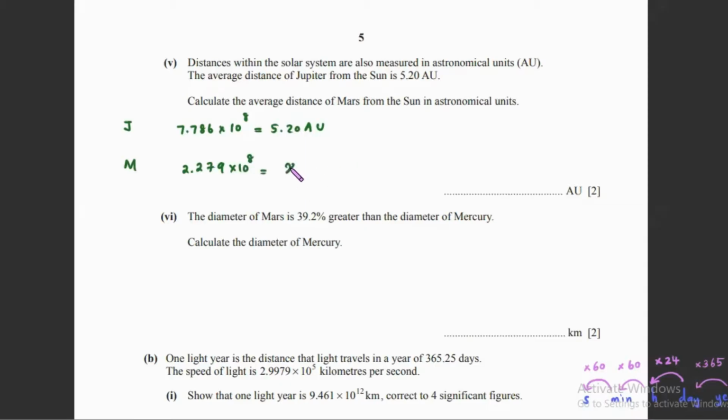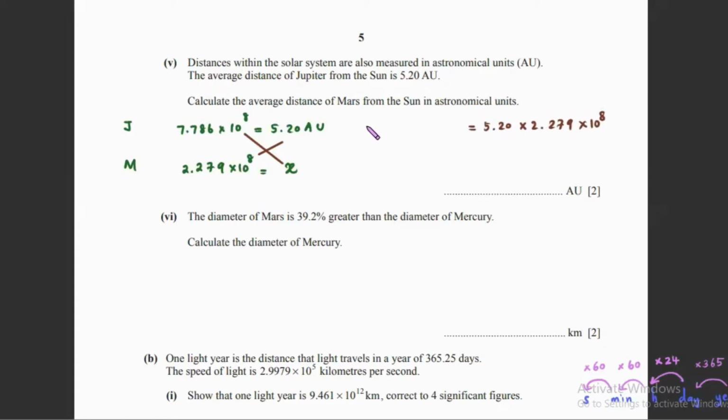So I'm going to label this as X because that is what we are supposed to find. We have 2 equations. You need to find what X is. We simply cross multiply and make X the subject. So in this case, I will have 5.20 times 2.279 times 10 to the power 8 in the numerator. And on the other side, I can put this 7.786 times 10 to the power 8 in the denominator.